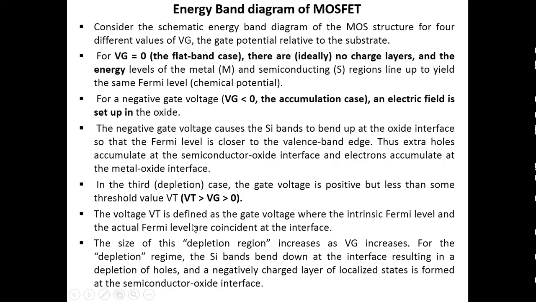The voltage Vt is defined as the gate voltage where the intrinsic Fermi level and actual Fermi level are coincident at the interface. What is this voltage? That is the threshold voltage. The threshold voltage for the device, that is the MOSFET device, is defined as the gate voltage where the intrinsic Fermi level and actual Fermi level are coincident at the interface. See this one.